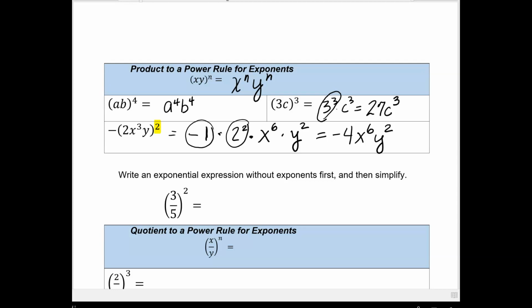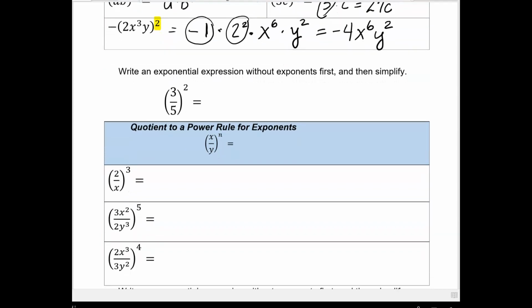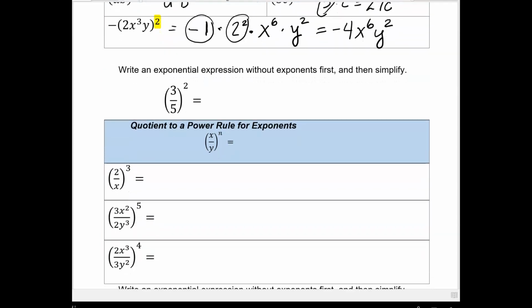Let's proceed with our next rule. So it says write the exponential expression without exponents again. So we have 3/5 squared. Of course, that just means 3/5 times another 3/5. Or if you wanted to write 3 times 3 over 5 times 5, you could write it like that as well, which is 9 over 25.